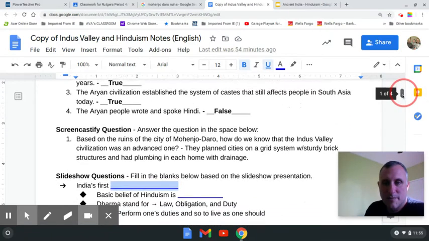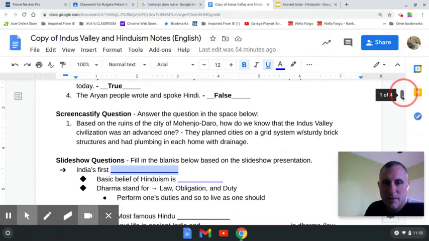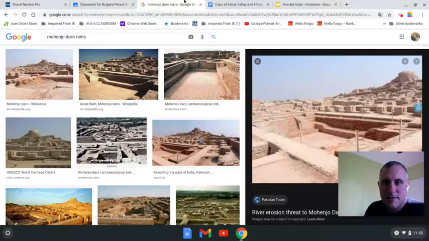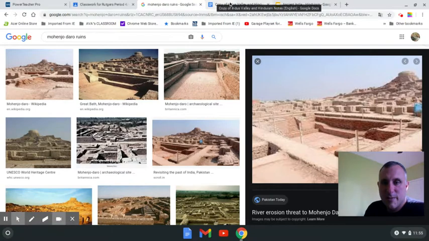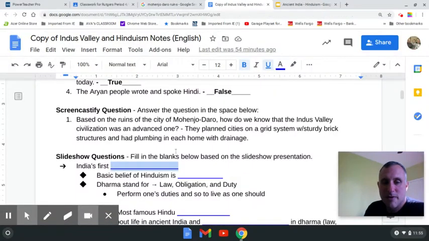When we looked at a little picture of the Mohenjo-Daro ruins, it looks a little bit like this. And that is not a pyramid in the background. They didn't have pyramids or monuments that much. Mohenjo-Daro was very sophisticated because they planned cities on a grid with sturdy brick structures and had plumbing in each home with drainage. They didn't have a toilet, but they had a potty area, and then it would drain out. And running water was separate, not hooked up to the potty area, because that could be dangerous.